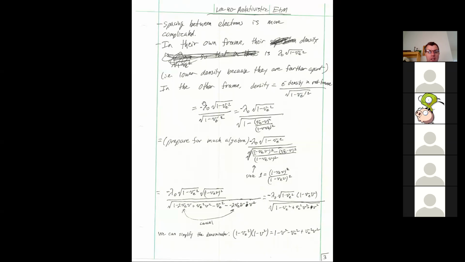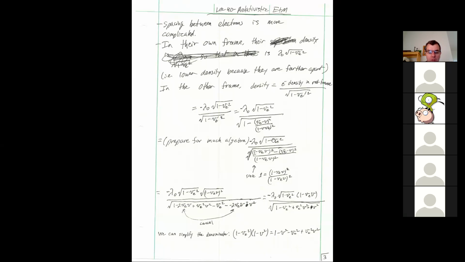So first we take minus lambda naught, the density in the lab frame. We multiply by square root of 1 minus VE squared, and we divide by the square root of 1 minus VE prime squared. And then we can plug in VE prime. And then to get something quantitative, we need to do a whole bunch of algebra, which is usually just asserted in all of the books.